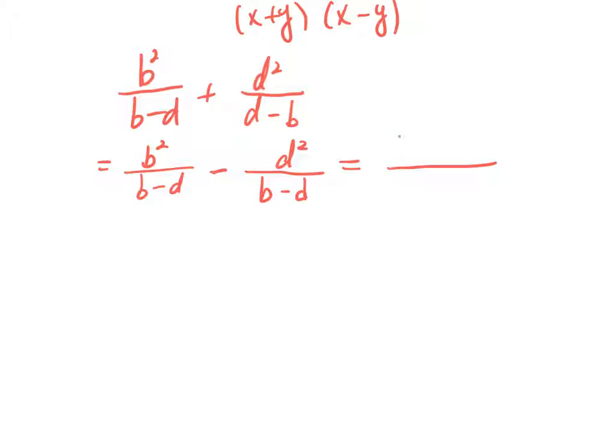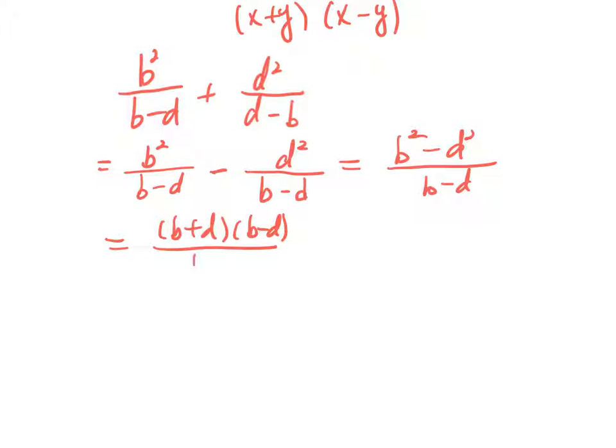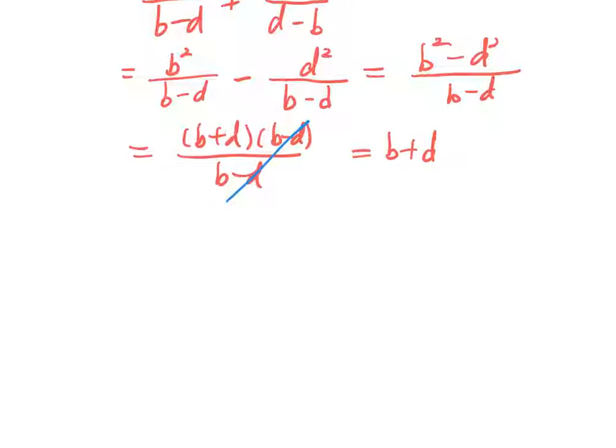And then, because they have the same denominator, we can just subtract across. Let's factor the numerator, so it should be b plus d times b minus d. And then we can cancel. So the final answer is b plus d. Yeah, so it's actually shorter than the first one. Okay, let's look at the third one. Also subtract two rational expressions.